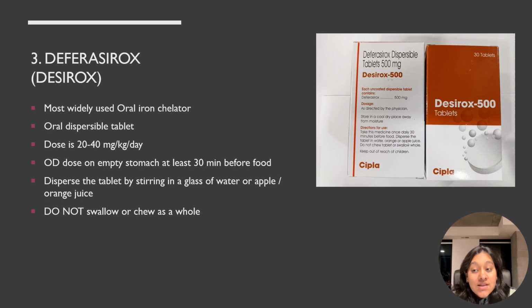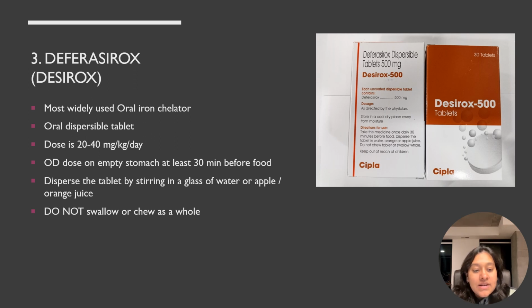Now, the next interesting thing is how do you take Desirox? It's not supposed to be chewed or swallowed whole, like tablets or capsules are normally swallowed with water. Since it's a dispersible tablet, the tablet needs to be dispersed in a glass of water, or they can use apple or orange juice. I know it's a little expensive to dissolve your tablet in orange juice every day, so water is another cheap option, but it's effective.